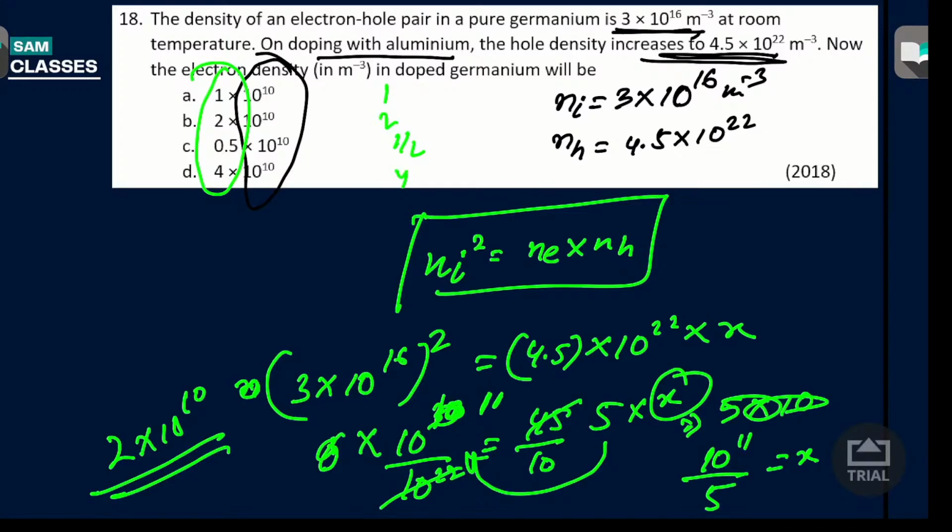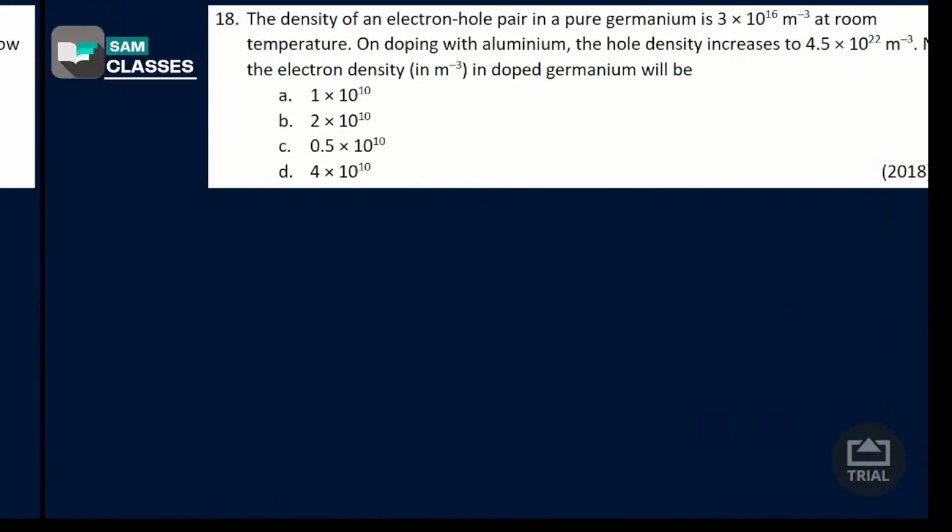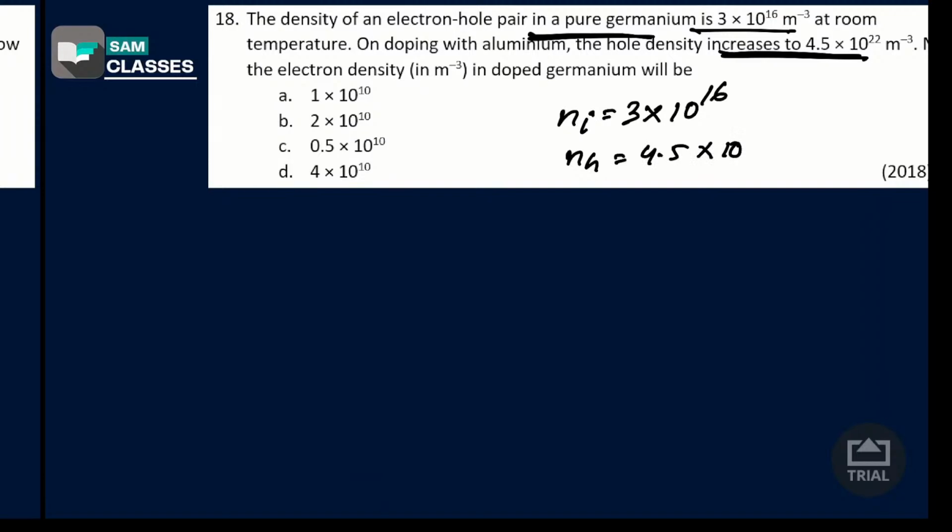Chalo. We'll keep the semiconductor topic here. Once again, see here. When they say it is pure germanium, it means no doping. So Ni is equal to 3 into 10 power 16. When we say they have already doped, they have told about holes. So N of holes equals 4.5 into 10 power 22. Clear? We already know the formula: Ni square is equal to Ne into Nh. Just put it in the formula.